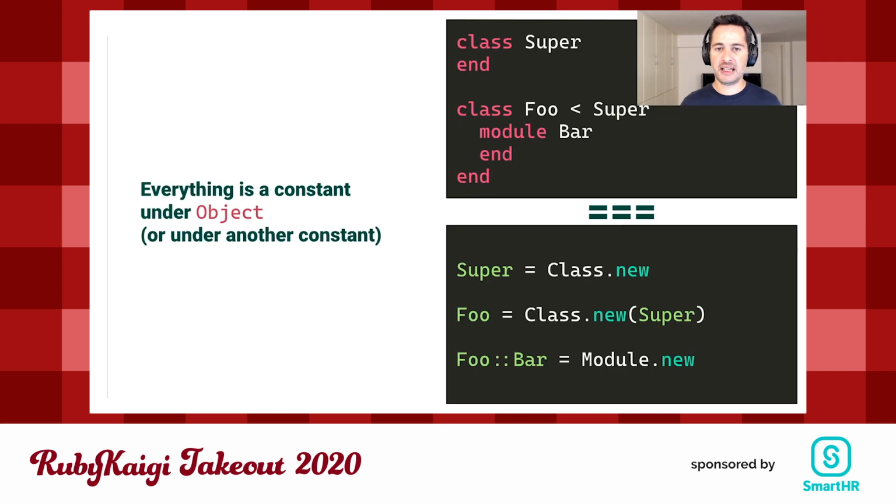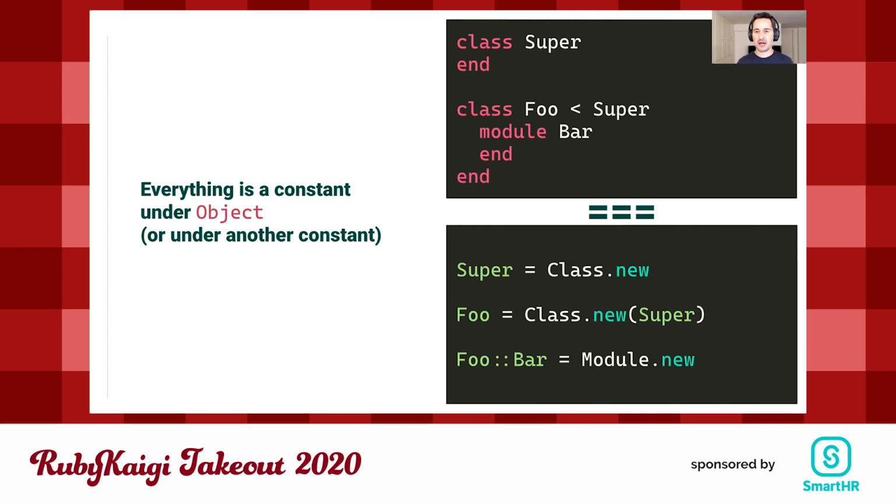Before we begin, I want to remind you that in Ruby, everything is actually a constant. So we're used to declaring classes using the class keyword or the module keyword. Here the code on the right on top declares a Super class and then declares a Foo class that subclasses from Super, and then declares a Bar module inside the Foo class.